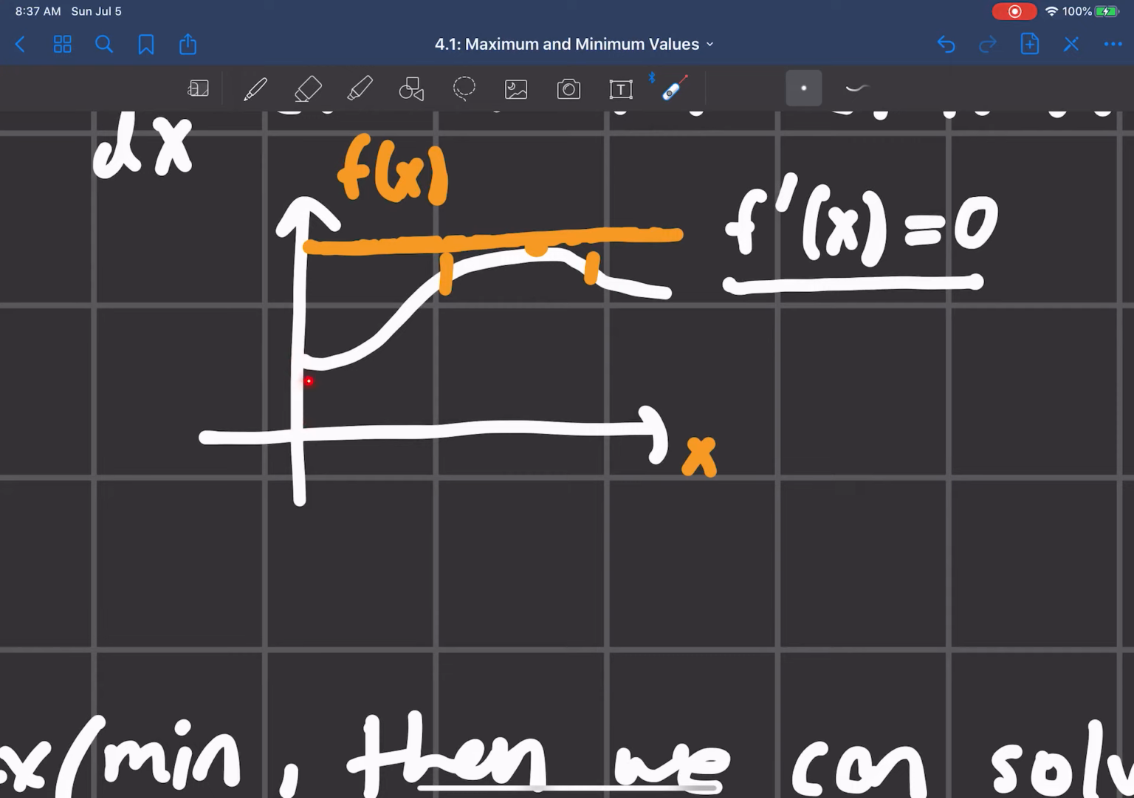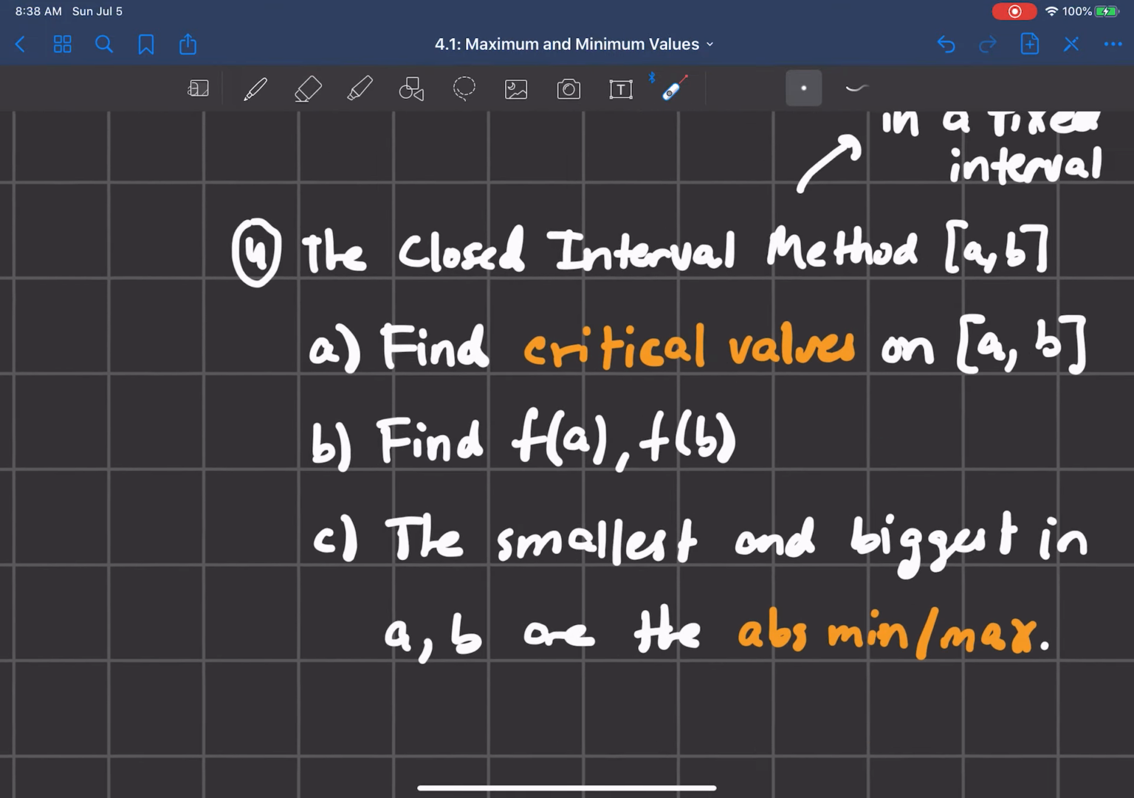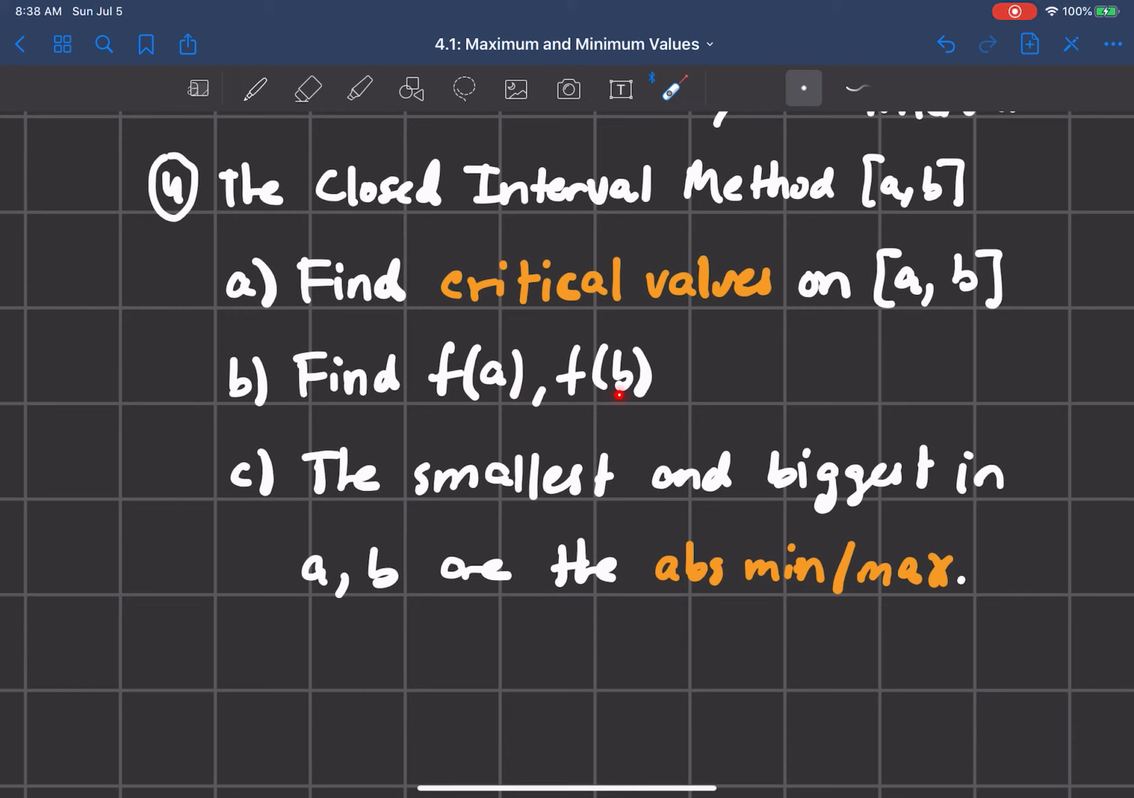This could be computed as f of A and f of B, where A is 0 and B is whatever this value is. So now we have that. We have found f of A and f of B. Now, the smallest and biggest of these, which are these two, are the absolute minima and maxima within this fixed domain.